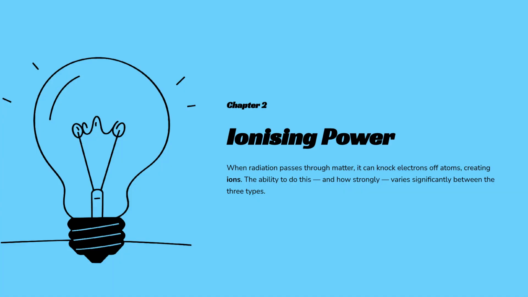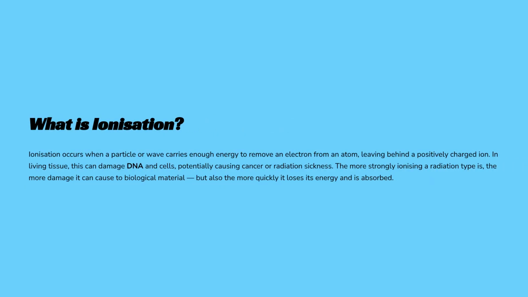Next, let's discuss ionizing power. As radiation travels through matter, it can knock electrons off atoms, creating ions. The ability to do this varies significantly between alpha, beta, and gamma radiation. Ionization happens when a particle or wave carries enough energy to remove an electron from an atom. In living tissue, this can damage DNA and cells, potentially causing serious health issues. The more strongly ionizing a source is, the more damage it can cause, though it also loses energy more quickly.